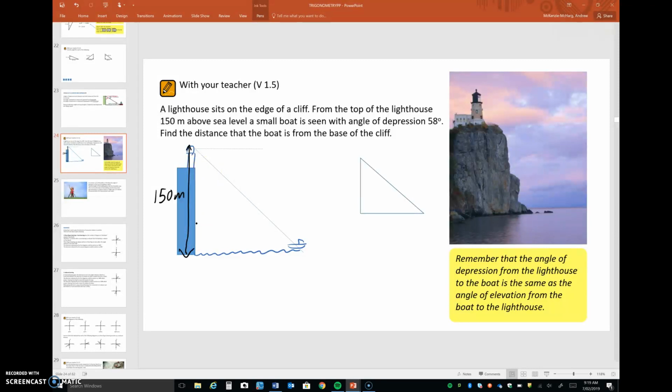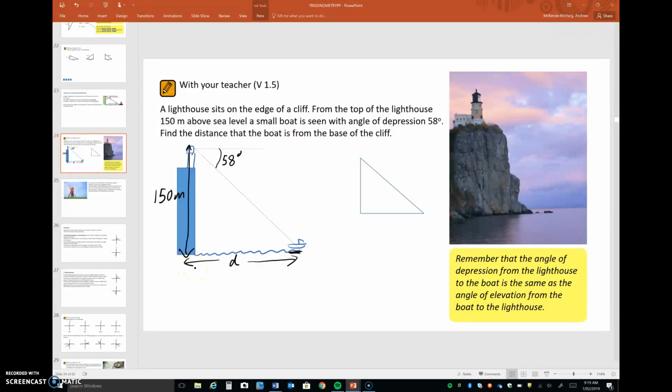Okay, now it looks down at a boat. This is the boat down here, all right? And that is with an angle of depression of 58 degrees. So it's important I measure that from this dotted horizontal line. This is 58 degrees in here. And they want us to find the distance that the boat is from the base of the cliff. So this distance along this side.